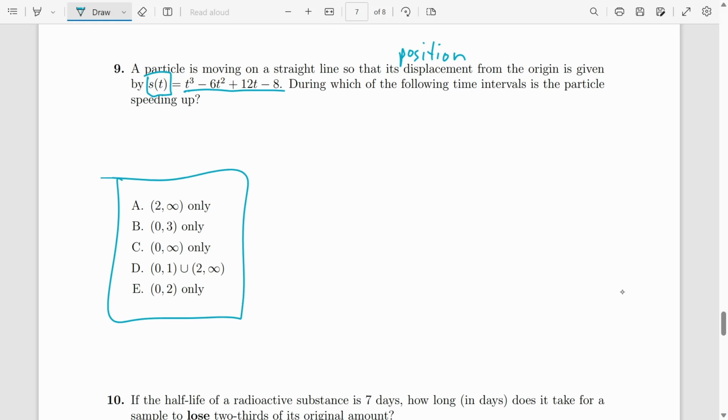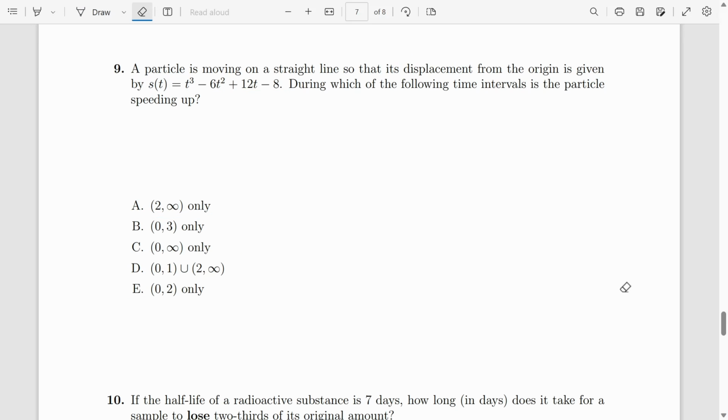Okay, so these time intervals here. What it basically means is, let's say A is the correct answer. Then we'd say that the particle is speeding up whenever it's after 2 seconds. So from 2 seconds to infinity, the particle is speeding up. If it was E, then we'd say the particle is speeding up between 0 seconds after takeoff and 2 seconds after takeoff. Anytime after 2 seconds, it's either slowing down or has a constant velocity. It has no acceleration, basically.